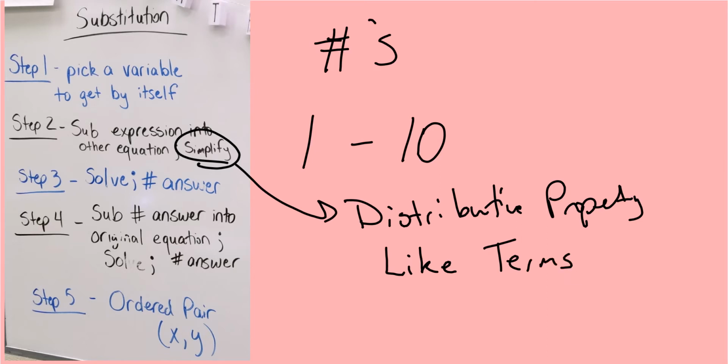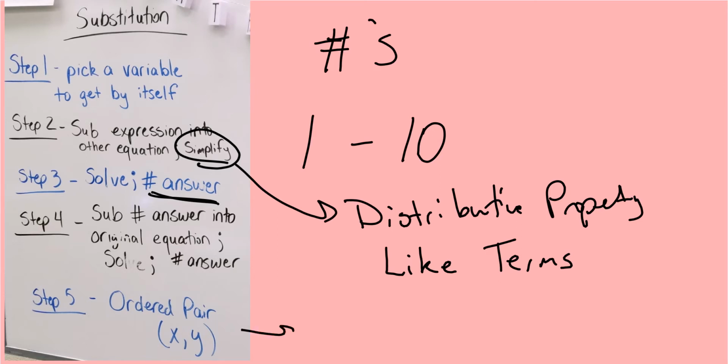Then we're going to solve the resulting equation after we simplify. It should be pretty easy once you simplify. You're going to get a number answer. You're going to take that number answer and plug it into the original equation. Usually if you start with the one you started with, it's a little bit easier, so I always recommend that. So sub a number answer into the original equation, solve, and you're going to get a second number answer.